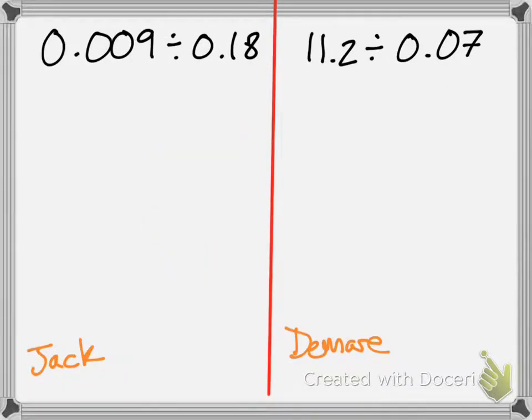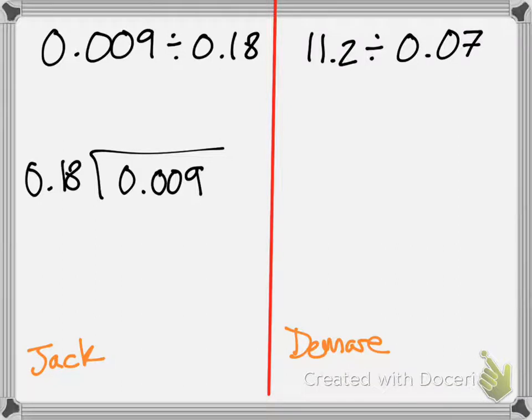So Jack, let's do yours. Which number goes on the inside? 0.009 or 9,000ths. Perfect. So as we know, 18 hundredths goes on the outside. How many times am I gonna bunny hop? Twice. 1, 2. 1, 2. How many times does it go into 0? 0 times. How many times does it go into 9? 0 times. Oh, but I'm out of numbers, so my answer is 0, right, Jack?